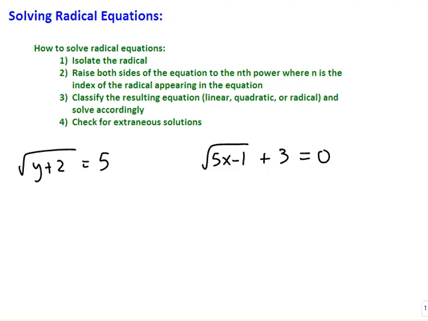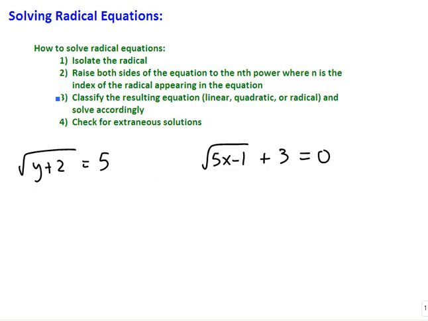Welcome to the lecture on solving radical equations. The steps that we're going to use to solve radical equations include, number one, isolating the radical. That means getting your square root or whatever your radical is on one side of the equation and all the other terms to the other side.